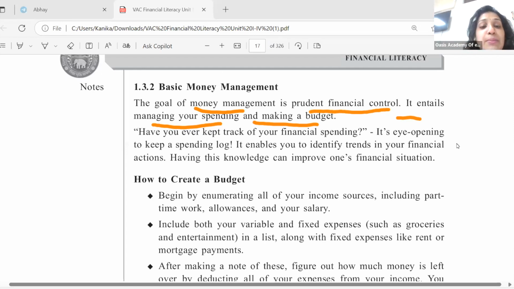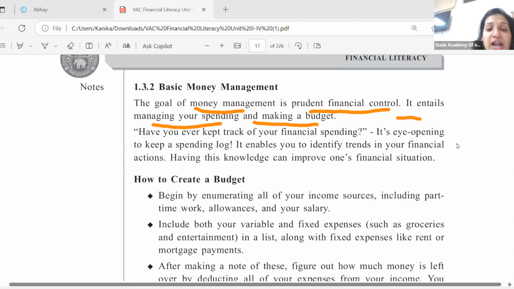Basically, money management is how you manage your money, your expenses, your income, and then after all your expenses are spent, how you do your savings for your financial future. It all depends on money management.